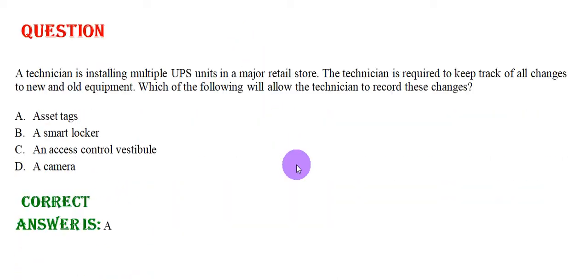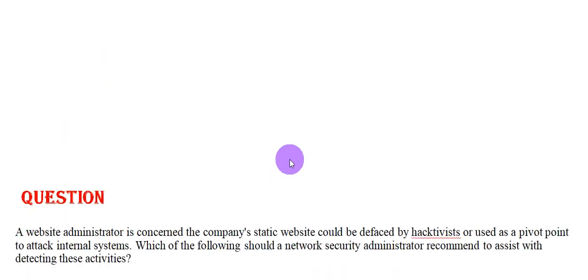A technician is installing multiple UPS units in a major retail store. The technician is required to keep track of all changes to new and old equipment. Which of the following will allow the technician to record these changes? Option A, asset tags. Option B, a smart locker. Option C, an access control vestibule. And option D, a camera. The correct answer is option A.